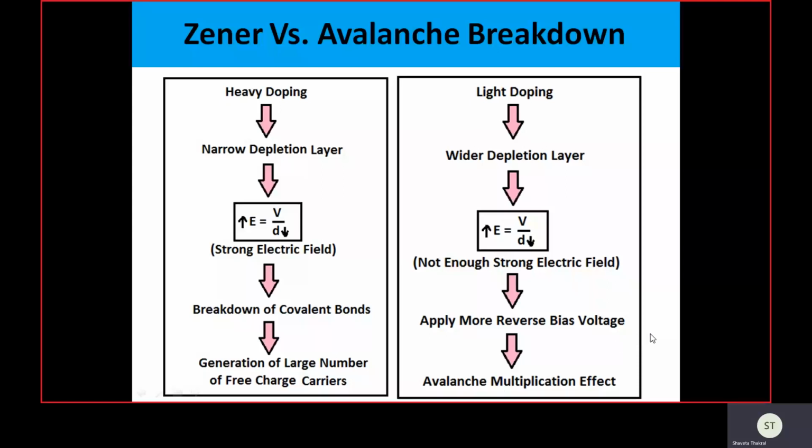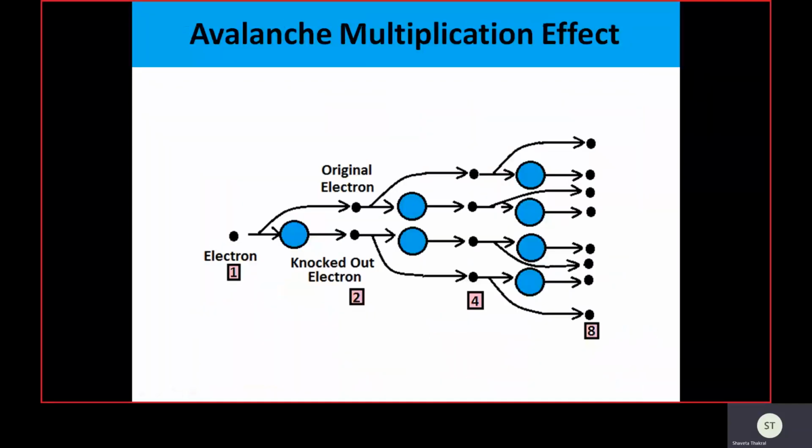We can understand this avalanche breakdown with the help of a case study. Let's say we are applying a very high reverse bias voltage, so the kinetic energy of the electron becomes very high. The electron comes with very high kinetic energy and knocks out an electron from an atom by striking it. So there is one original electron and one knocked out electron. One electron is converted to two electrons.